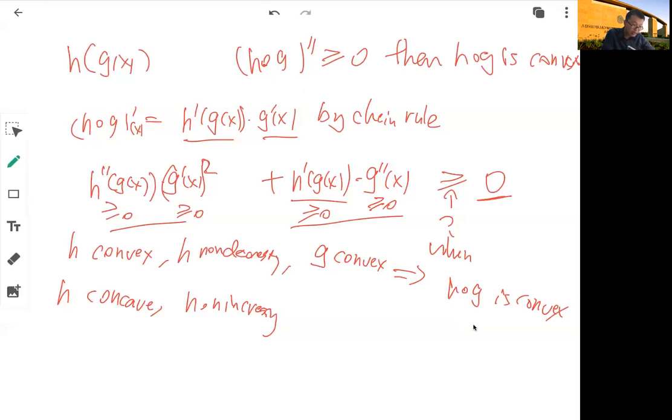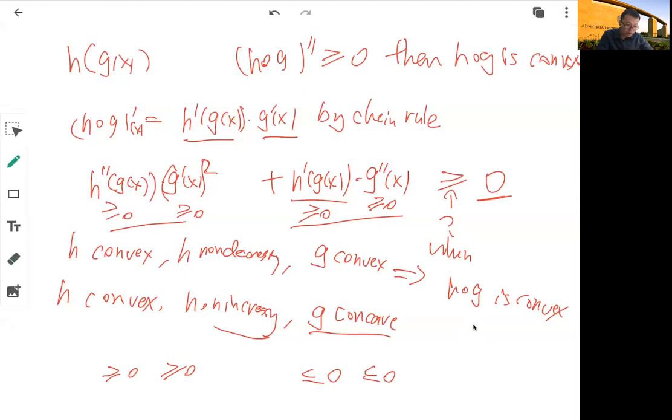Sorry, H cannot be concave. Otherwise you don't get it. H is convex and non-increasing, and G is concave. Then in this case, you have H' smaller than 0 because it is non-increasing. But since G is concave, you have G'' smaller than 0. Then these two multiplied together is greater than 0. Then H of G is convex, right?